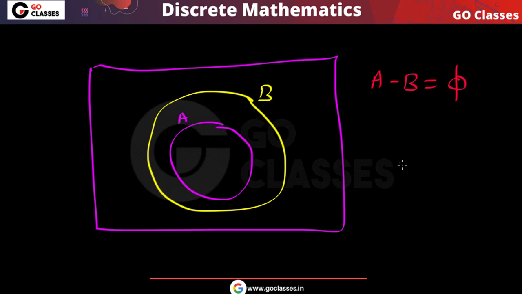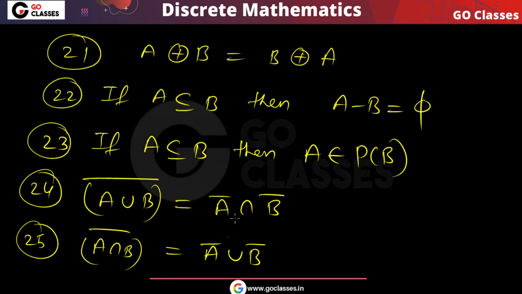Then you can clearly see A minus B will be the empty set, because every element of A is already in B. So there is no element which is in A but not in B; there is no element which is only in A. So if A is a subset of B, then A minus B is the empty set. Similarly, if A is a subset of B, then definitely A will belong to the power set of B.